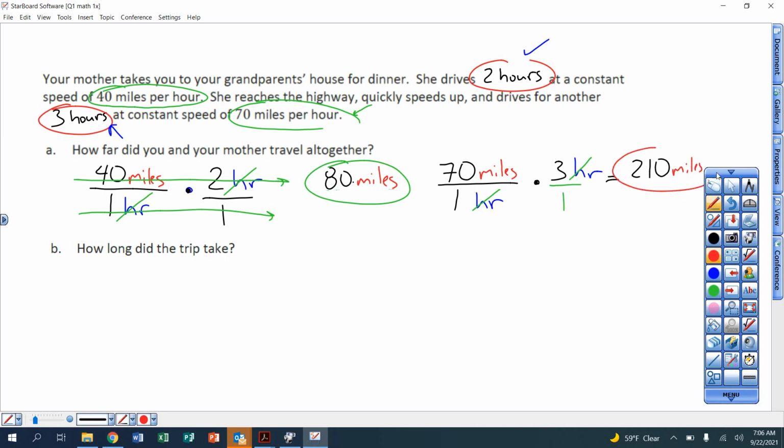And then for this problem, it's saying how far altogether. That means add. That means find the sum, the total. So I'm going to take both these and add them up. I take that 80, take that 210. If I add that on my calculator or good old-fashioned math, that tells me that they went 290 miles total.